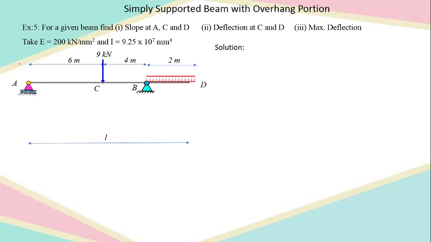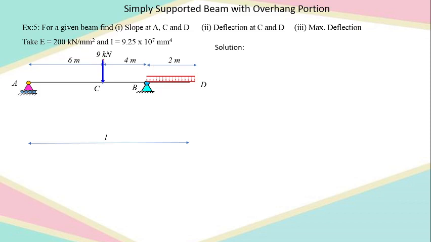Welcome back again on another numerical which is to be solved by the Macaulay method. Here the peculiarity of this particular problem is, you can see it is a simply supported beam from A to B, but beyond point B there is an overhang for this particular distance of 2 meter. Is it okay? So BD length is equal to 2 meter, given.